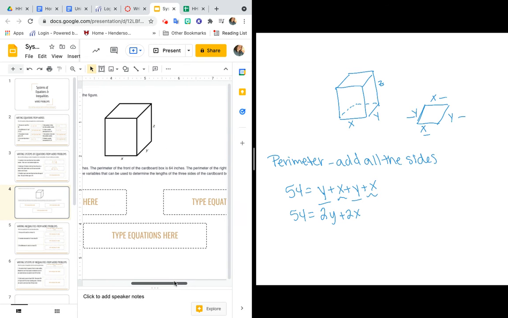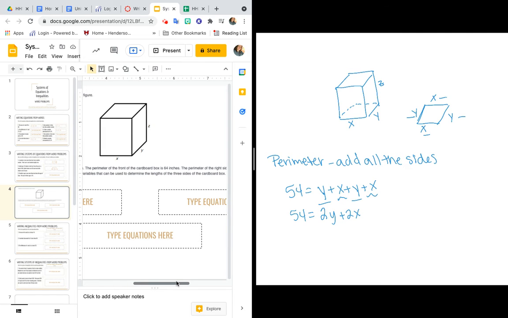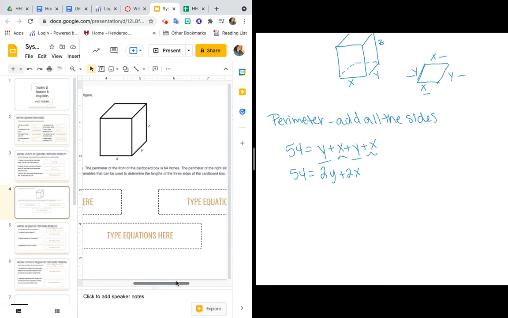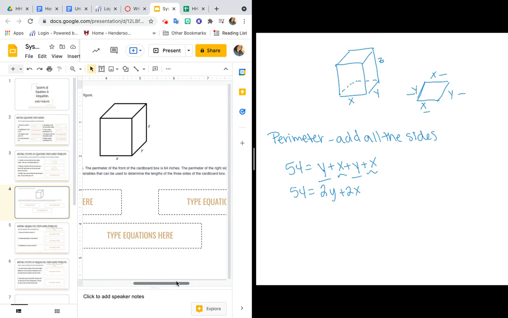Then we say the perimeter of the front of the cardboard box is 64 inches. So we have to do a little bit more work here. So the front of my box is this rectangle. And so we have to say, okay, well, the bottom of it is X, so that means the top of it is X. And then how would I determine this side of my box right here? Well, this is also a rectangle going this way. So if I know what this side is on the far end, then I should know that this is the same. So that means that this over here is Z.